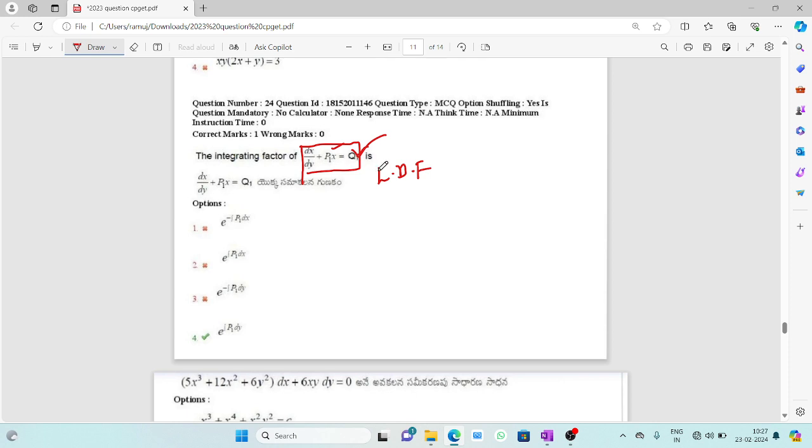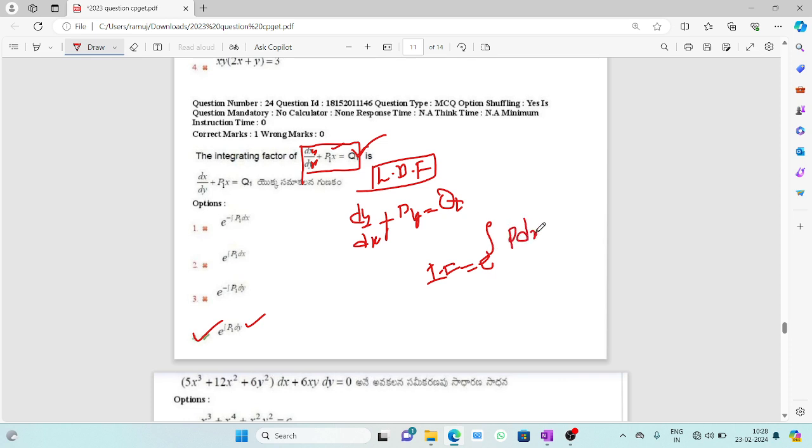First order linear differential equation. In that case, the integrating factor goes directly to e to the power of the integral of P dy. Okay, so if the differential equation is in the form of dy by dx plus P of y is equal to Q, then we can say that the integrating factor is e to the power of the integral of P dx.